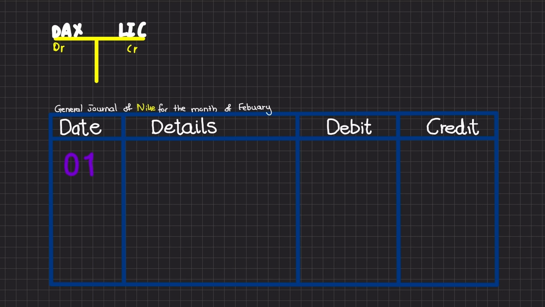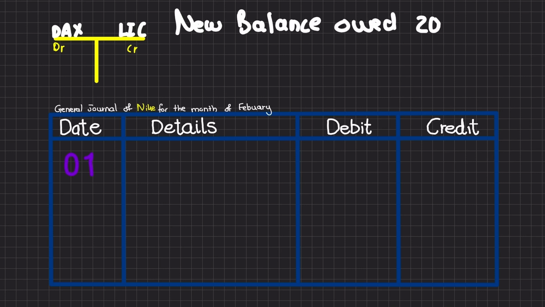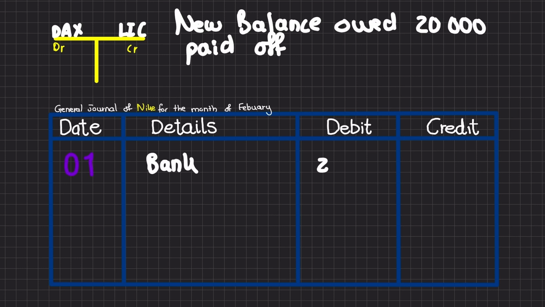All right, so this next example says that 20,000 was owed by New Balance. So New Balance, all right, they were also up and coming, and they owed 20,000 to Nike, and it was paid off. How do we transact this? Well, first of all, our bank account is going to increase by how much? It's going to increase by 20,000.